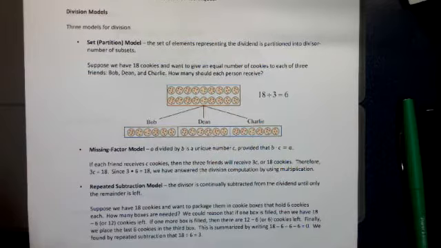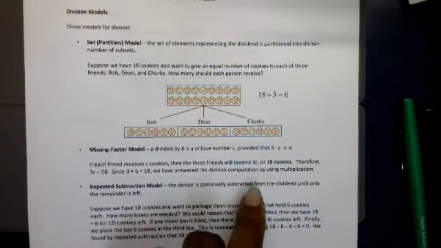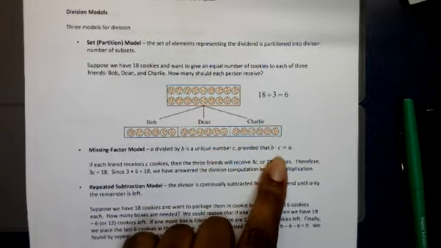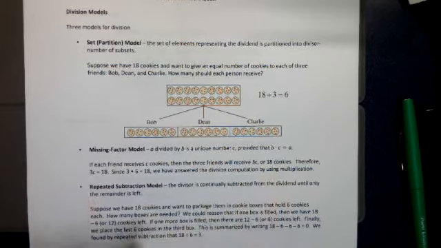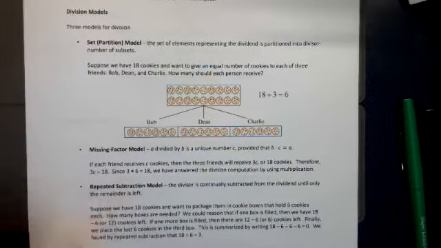Or we can think of this as using the missing factor model. A divided by B means that there is a unique number C such that B times C has to be equal to A. So if each friend receives C cookies, then the 3 friends will receive 3 times C, or 18 cookies. That means 3 times what number C would give us 18? In this case, it'll be 6.